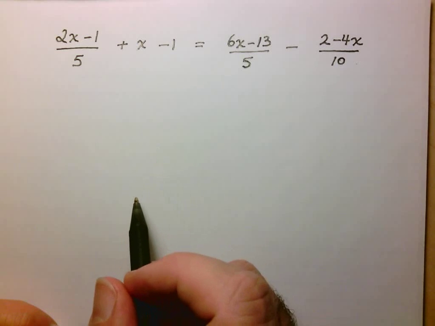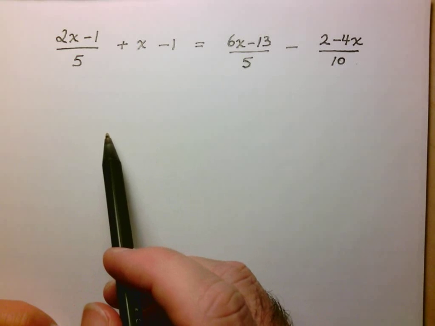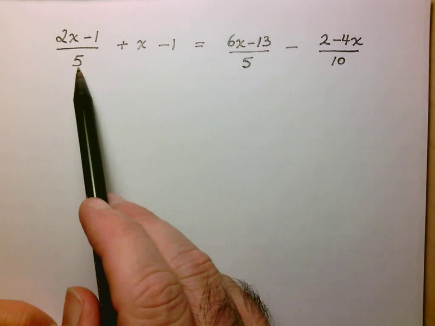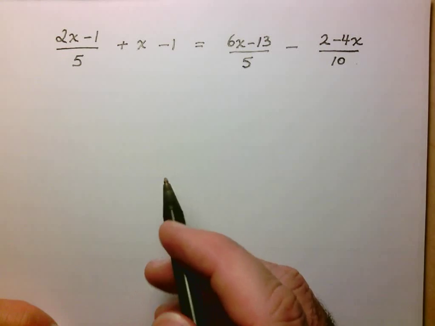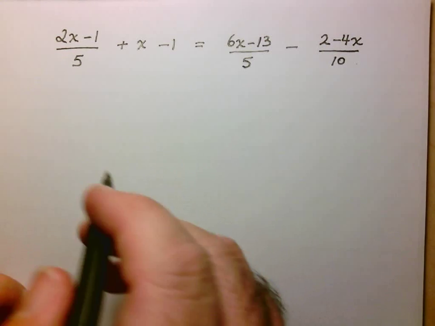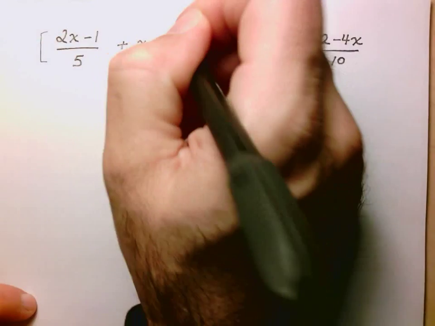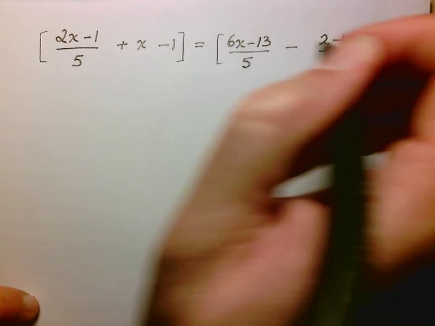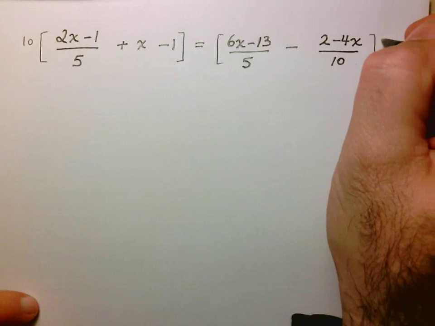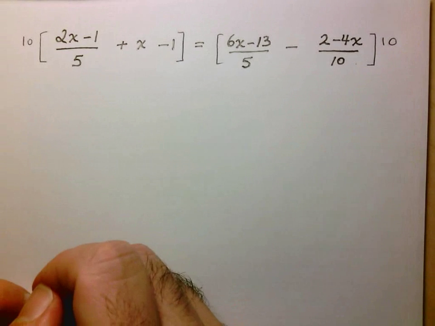Okay, so as before, we need to find the lowest common denominator. So we see denominators of 5, 5, and 10. So clearly the lowest common denominator is going to be 10. Okay, so step one is always to multiply both sides of this equation by that lowest common denominator. Okay, so multiply left by 10 and right by 10.